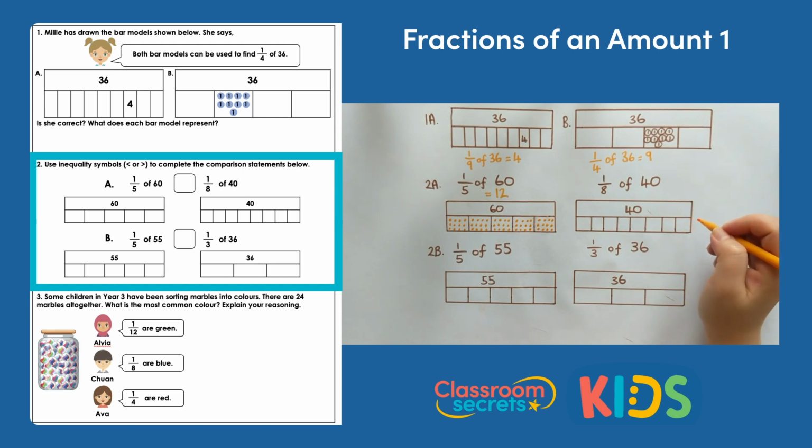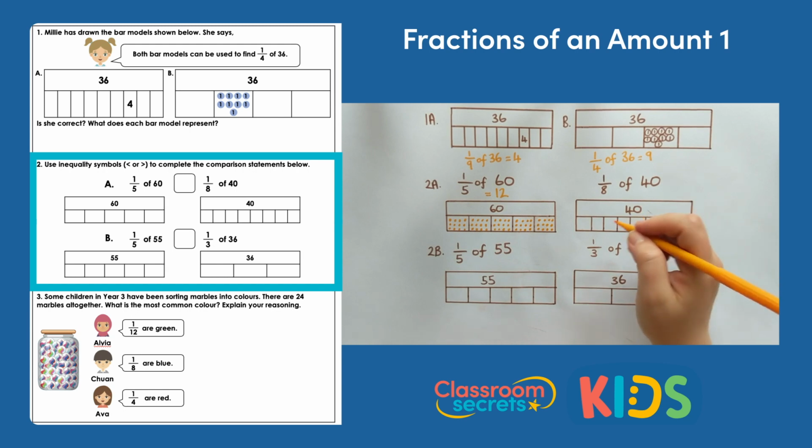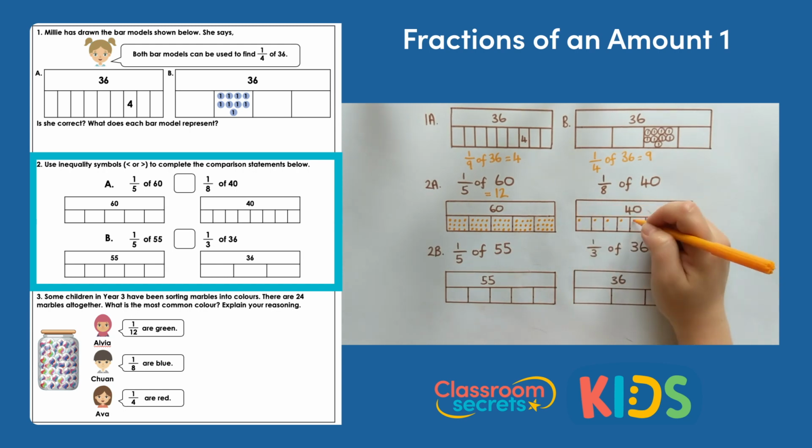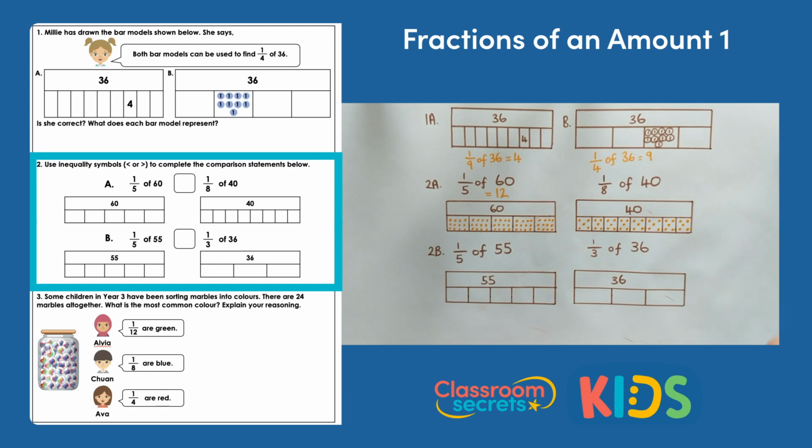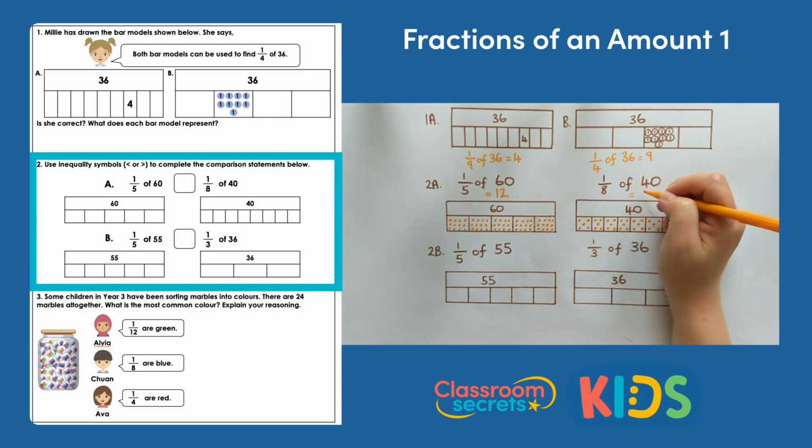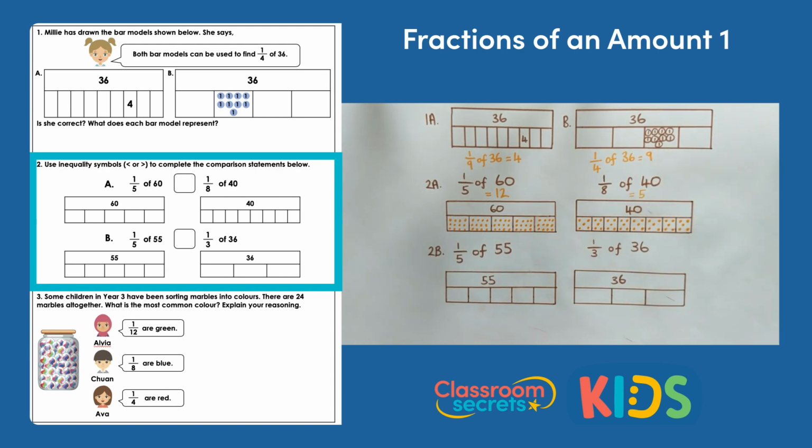Moving on to this one here, we need to do the same but for 40 instead, and this time we have 8 equal groups. So there I have 40 dots drawn, and again the numerator is 1, so I'm only going to count how many dots there are in one of the groups. 1, 2, 3, 4, 5. So I know that 1/8 of 40 equals 5.